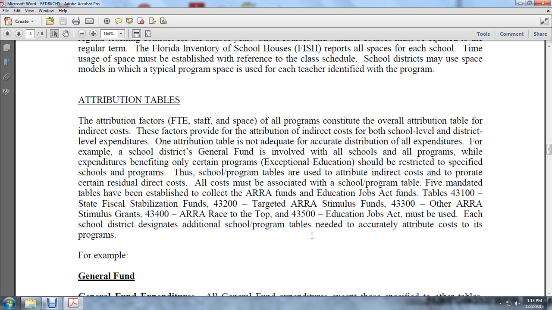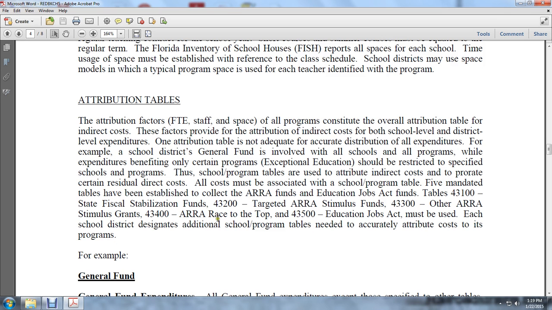The tables are 43100, state fiscal stabilization funds 43200, the Race to the Top stimulus fund 43300, other ARRA stimulus grants 43400, and ARRA Race to the Top 43500. Education Jobs Act funds must be used.